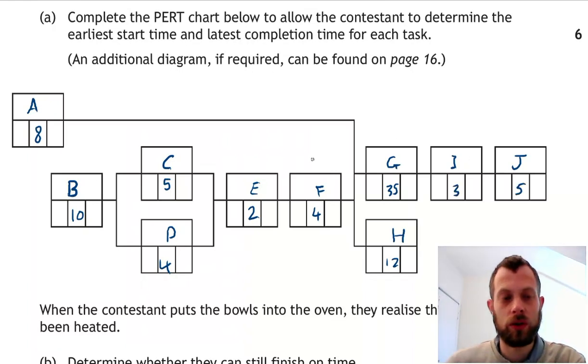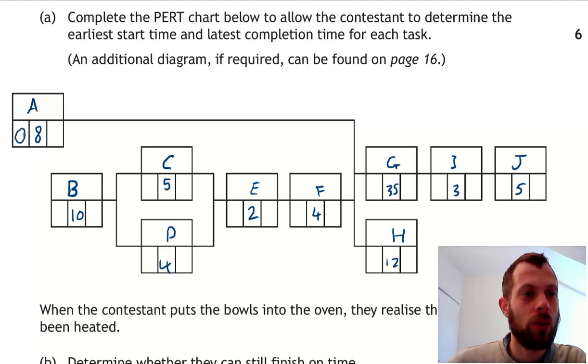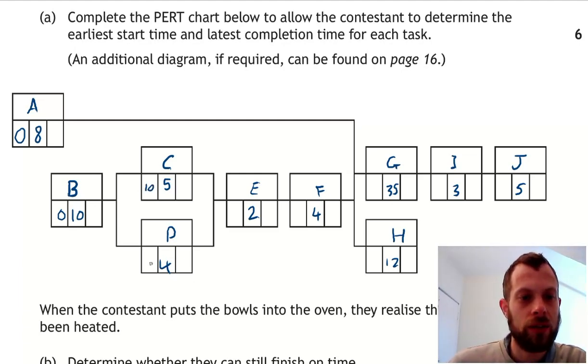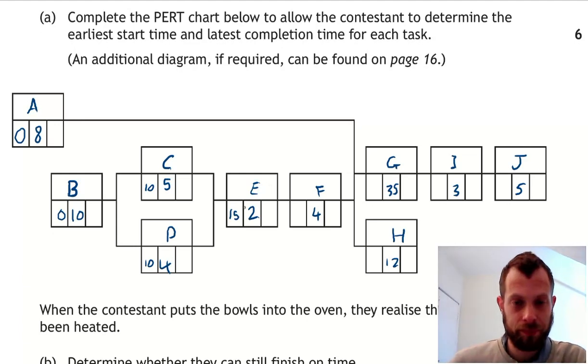Now we do the forward scan. So we always start at 0 hours, or 0 minutes at the beginning. Then we work forwards. 0 plus 8. Now task G depends on A and F, so we can't do that one just now. We have to do C and D first. 0 plus 10 is 10. The tasks C and D cannot start until 10 minutes. 10 plus 5 is 15. 10 plus 4 is 14. We take the later one, 15 minutes. Task E cannot start until 15 minutes.